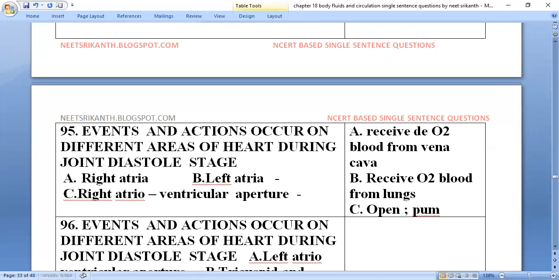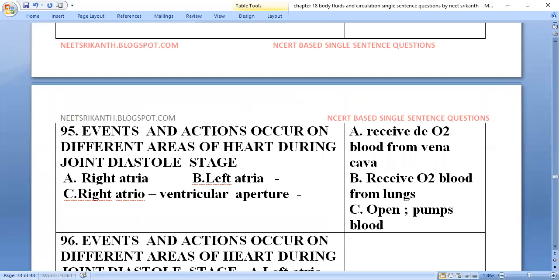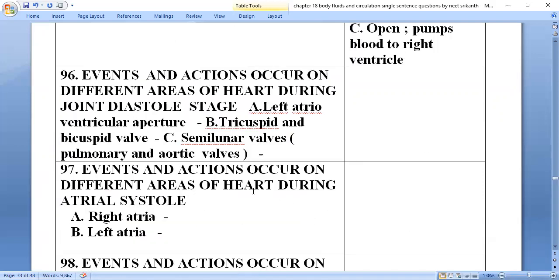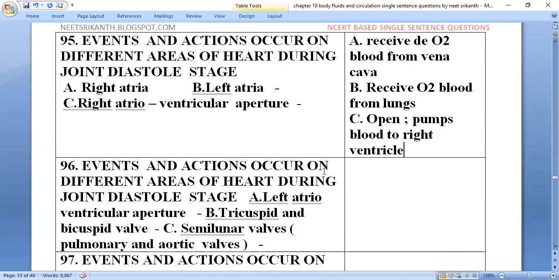It pumps blood to the passive filling, we can see. Blood to right ventricle. Asked about right ventricular aperture. So that's why we are answering here. And at the same time, we are continuing the question here. Here it is: events and actions occur in different areas of the heart during joint diastole stage.